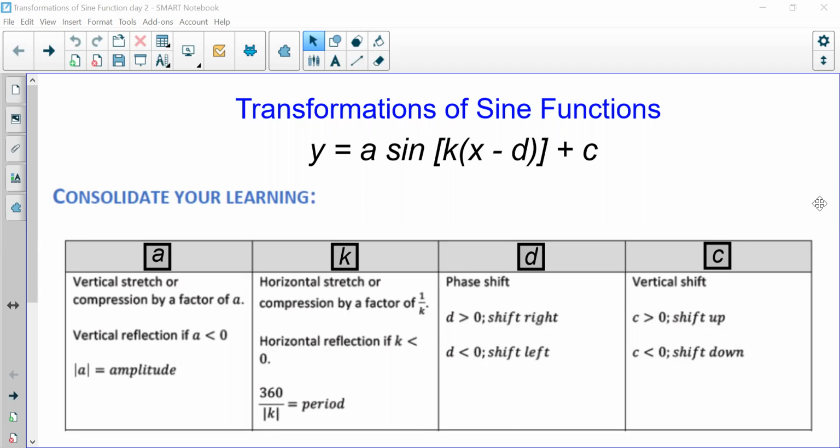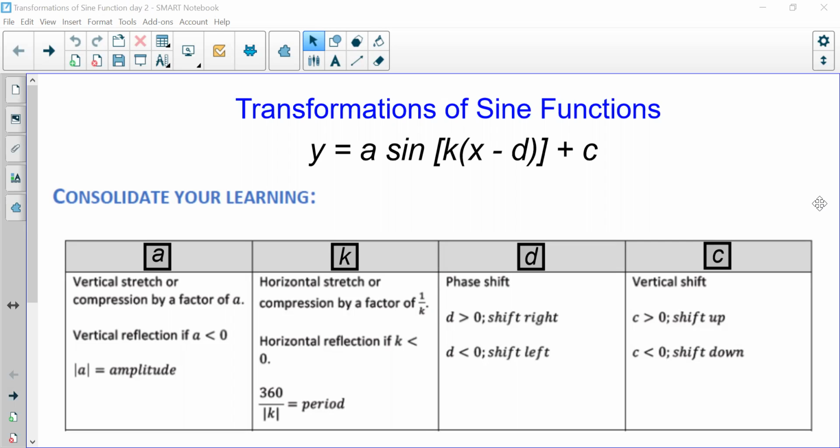If you look at this graph, A will be the vertical stretch or compression. So whether it's wide or skinny, just like a parabola, and it will have a vertical reflection, meaning opening down, if it's less than 0. So if it's a negative number, that's exactly the same as a quadratic function. If A is negative, it's reflected down. If it's positive, it's still up. If it's a value that's less than 1, we can see if it's stretched or compressed. If it's greater than 1, we can see if it's stretched or compressed.